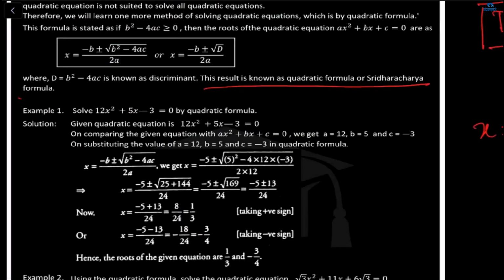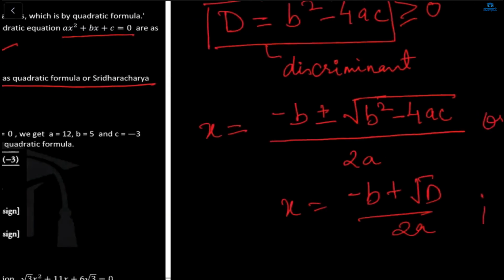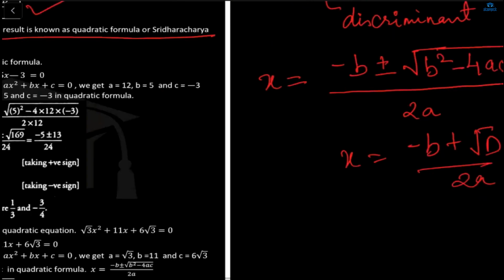Now this is what we call the quadratic formula, or you can say Sridharacharya formula, and this is called the discriminant. The value of x is this, and it exists only for b square minus 4ac greater than or equal to 0. Any doubt here? Understood? Yes, ma'am, understood.